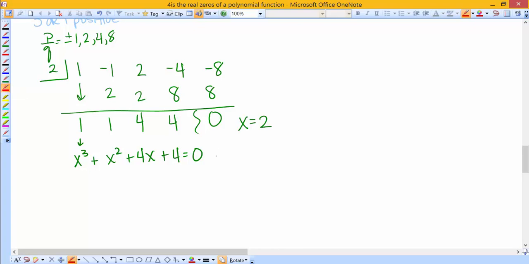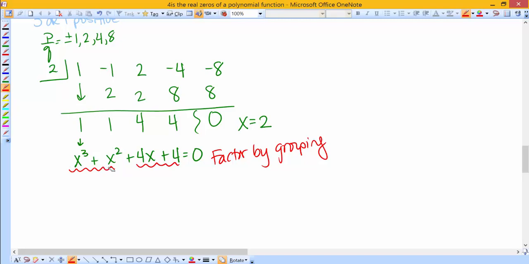I'm going to show you what is called factor by grouping. Factor by grouping can only be done when you have an even number of terms. I want to look here and here. So I'm looking at these separately.